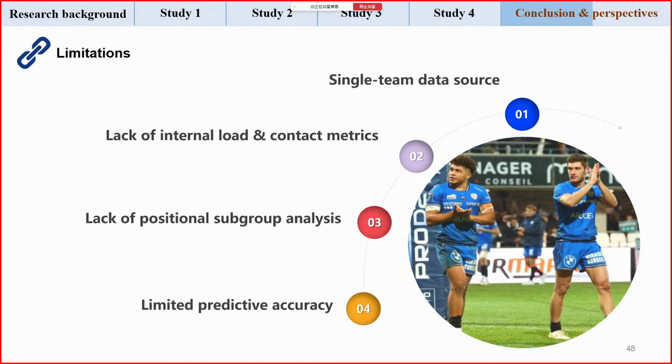Lastly, the predictive accuracy is limited. Although multiple machine learning models were employed, the accuracy of prediction remains poor for certain KPIs in study 3 and for certain positions in study 4.